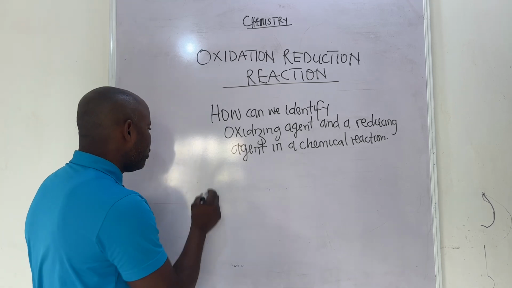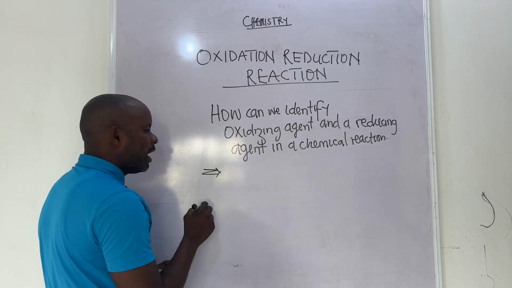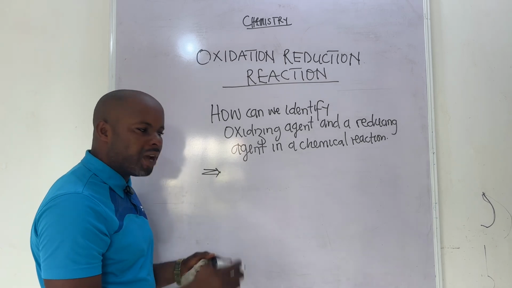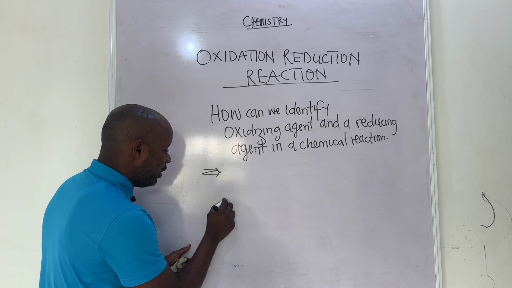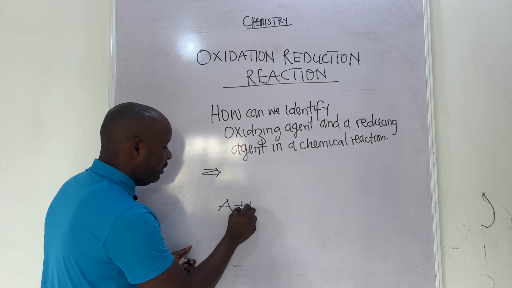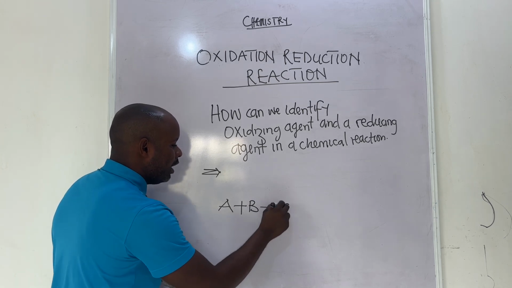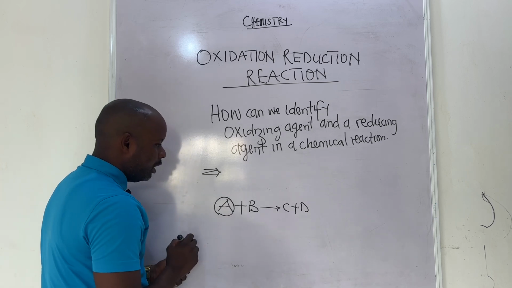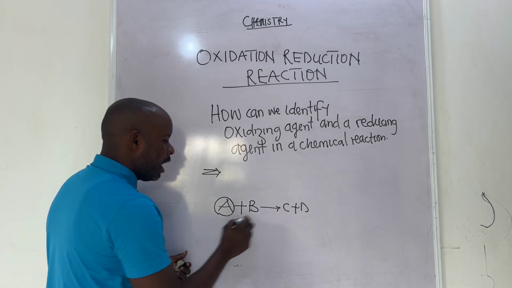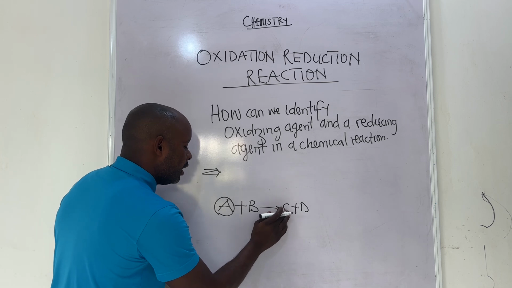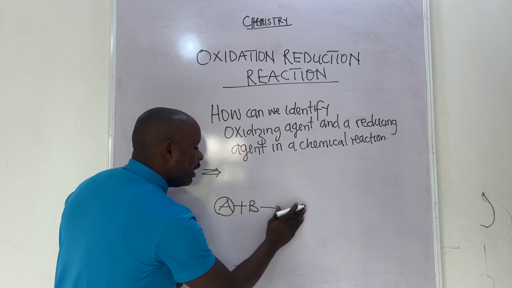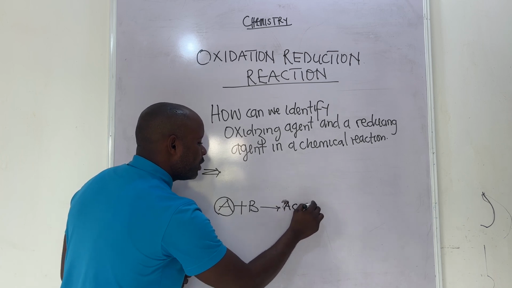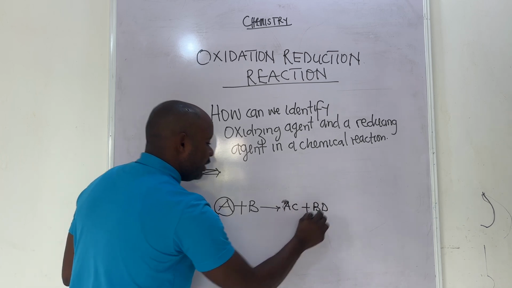So in this aspect, one of the points we are going to identify is whether there is any change of oxidation state of any of the reactants. For instance, let's have a hypothetical reaction, AB giving AC plus BD.